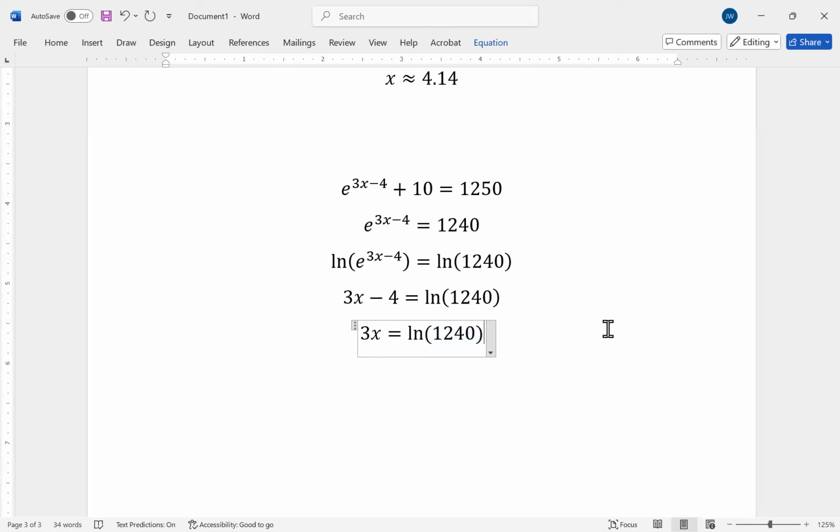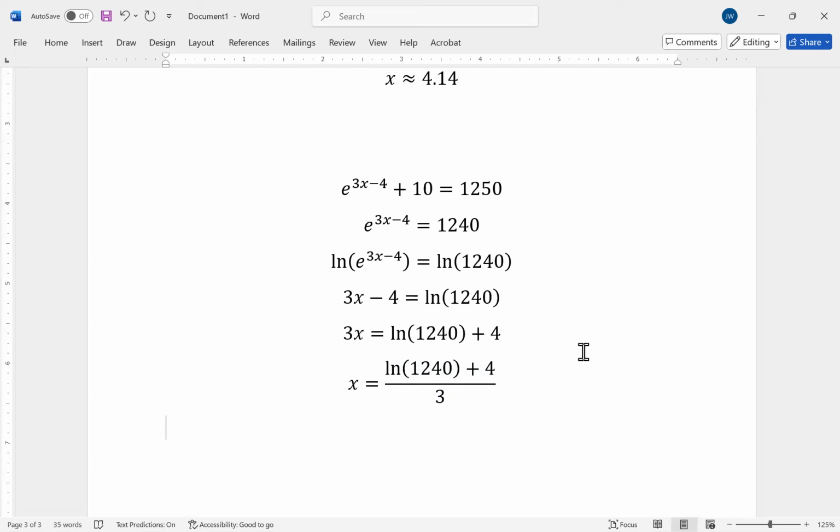Be careful when you do that. We're going to add 4. We're not adding it inside of the argument. We're adding it on the outside of the natural log. And then I would be dividing everything by a 3. So I'd have natural log of 1,240 plus 4, and then all of that divided by 3. Be careful that you add the 4 first before you divide by 3.